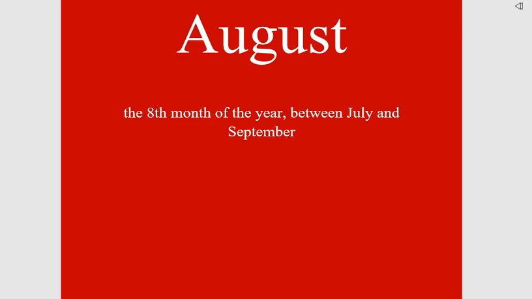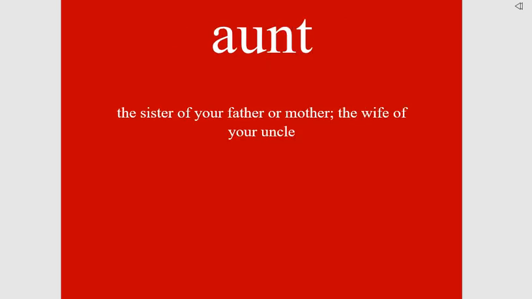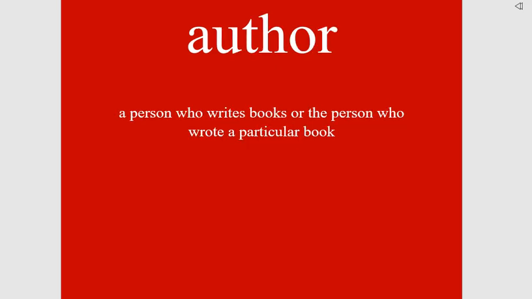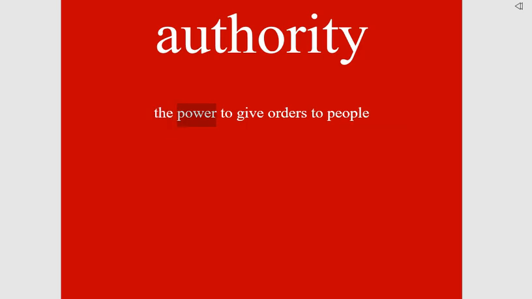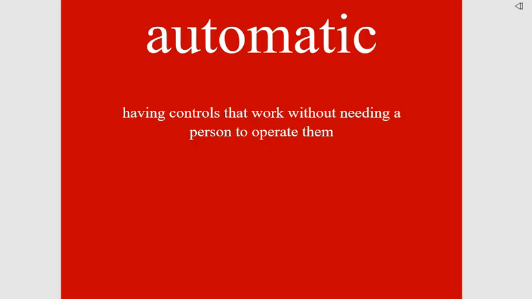August. The 8th month of the year, between July and September. Aunt. The sister of your father or mother, the wife of your uncle. Author. A person who writes books or the person who wrote a particular book. Authority. The power to give orders to people. Automatic.